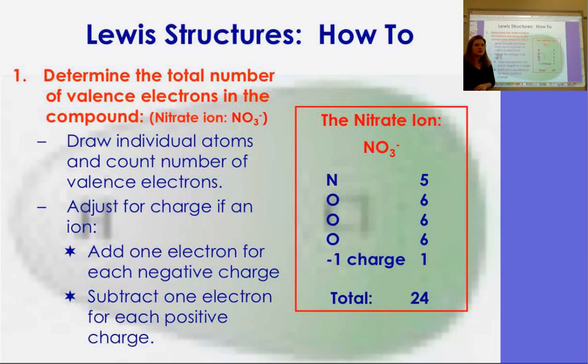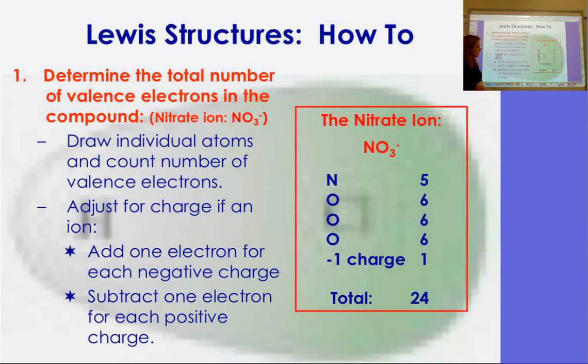So the first example I'm going to do for you is the nitrate ion. Within the nitrate ion there are covalently bonded atoms, the nitrogen and the oxygen. So it's NO3 with a 1- charge. First step, you have to figure out your total number of valence electrons.